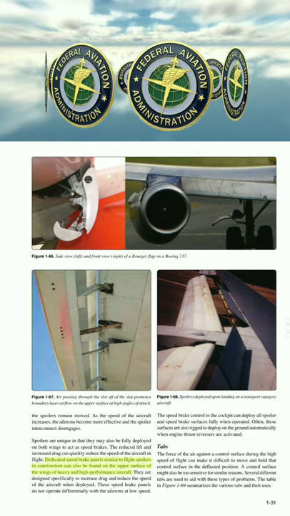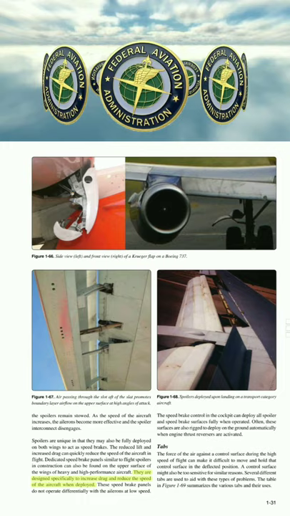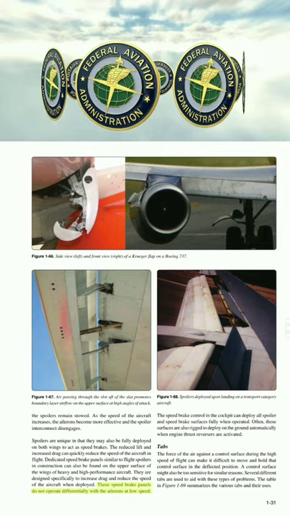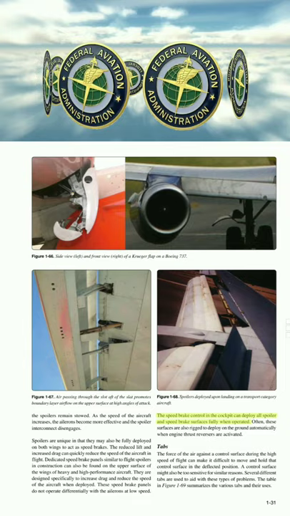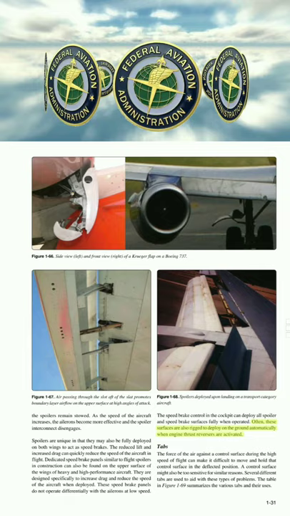They are designed specifically to increase drag and reduce the speed of the aircraft when deployed. These speed brake panels do not operate differentially with the ailerons at low speed. The speed brake control in the cockpit can deploy all spoiler and speed brake surfaces fully when operated. Often, these surfaces are also rigged to deploy on the ground automatically when engine thrust reversers are activated.